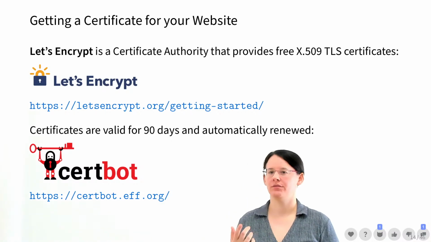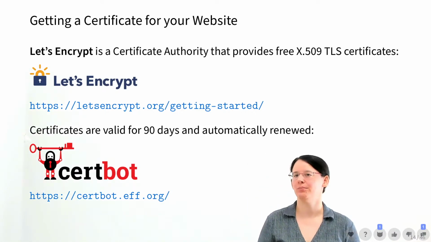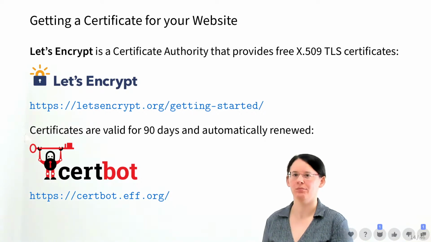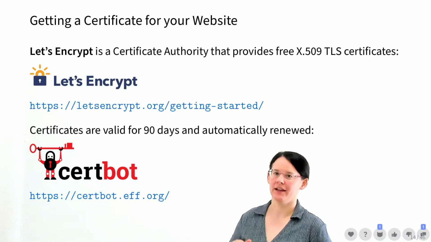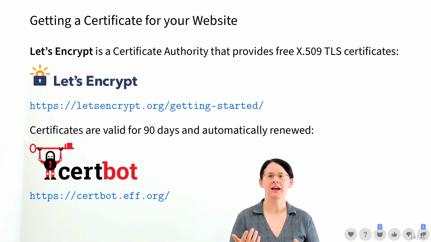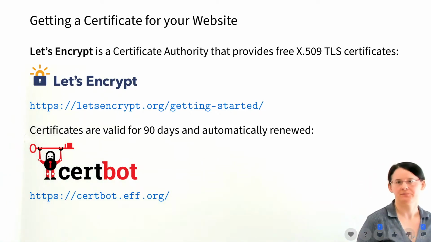And they actually have a very convenient bot system, the Certbot system, to automatically renew the certificates every 3 months. So you don't actually have to do anything, you just have to set it up once, and every 3 months, Let's Encrypt and your server will talk to each other using this bot system in order to set up a new certificate.